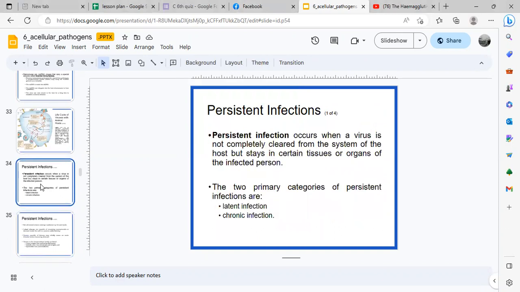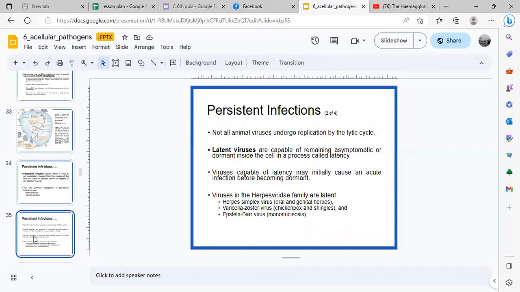Okay, so yung persistent infection, this occurs when a virus is not completely cleared from the system. So hindi natanggal yung virus. So the virus is still there. So it stays in certain tissues or organs. So there are two types, yung latent and chronic. So pag latent, so nandun lang yung virus, walang symptoms. So it lays dormant in the cell.